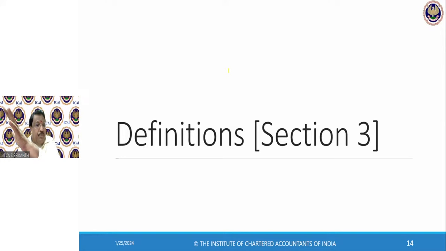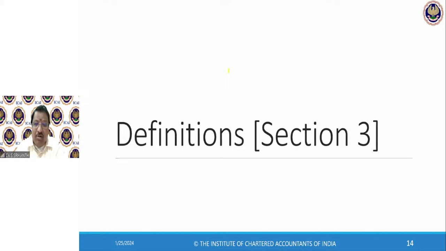Please be careful. If a law is defining it differently for that law, that definition will apply. But if a law is silent, then you can draw reference from a similar law. If that also fails, then you can come to the General Clauses Act. If the General Clauses Act also has no definition, then and only then can you go for the dictionary meaning. Later on, when you come to interpretation of statutes, we'll talk about dictionary meaning also.